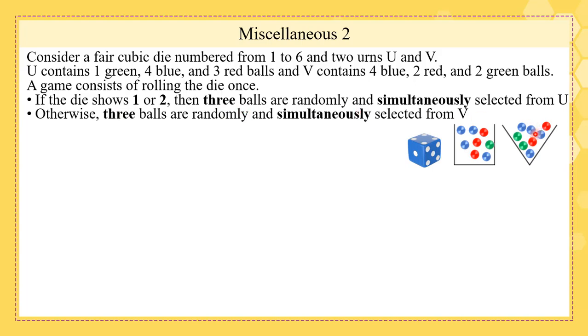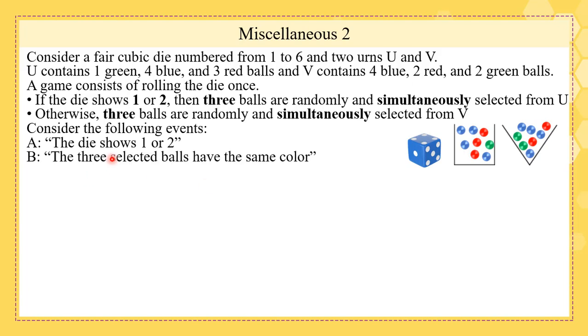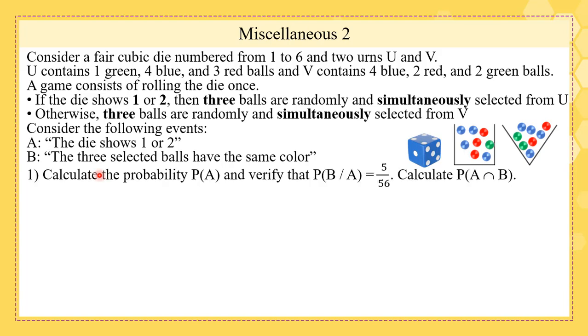So again, we have two events. One of them happened before the other. The first event is rolling the die. The second event is selecting 3 balls simultaneously from one urn. If the die shows 1 or 2, we will choose U, and if it shows 3, 4, 5, 6, we're going to use V. Consider the events. A, the die shows 1 or 2. B, the 3 selected balls have the same color.